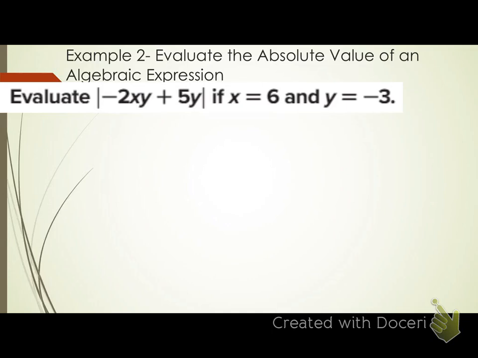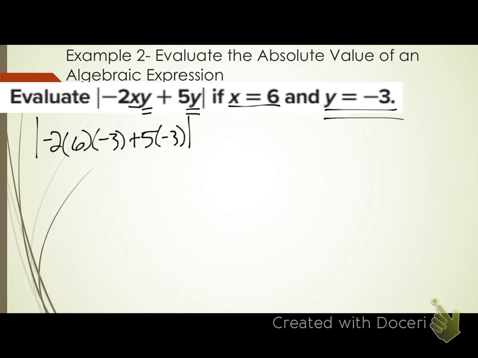Anywhere I see an x in my expression, I'm going to replace it with 6. I'm going to replace that x with 6. Anywhere I see a y, I'm going to replace it with negative 3, because that's what it tells me y equals. Are we okay with that? So, that's what I'm going to do right now. Anywhere I see an x, replace it with 6. Anywhere I see a y, replace it with negative 3. Is there any confusion with how I've plugged in?